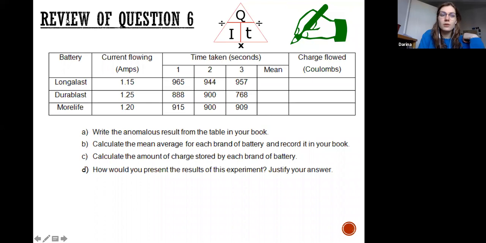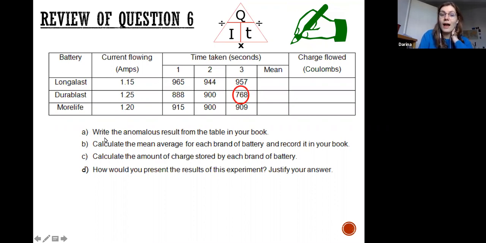For this one, I'm just going to give you a few minutes to go ahead and try that. What I want us to do first is look at this table of data, and this is a bit of experimental technique. Can you identify an anomalous result? Just write down that time value in the chat. Which one do you think of these is an anomalous result? Any ideas? Right, great. We've got 768 as our anomalous result.